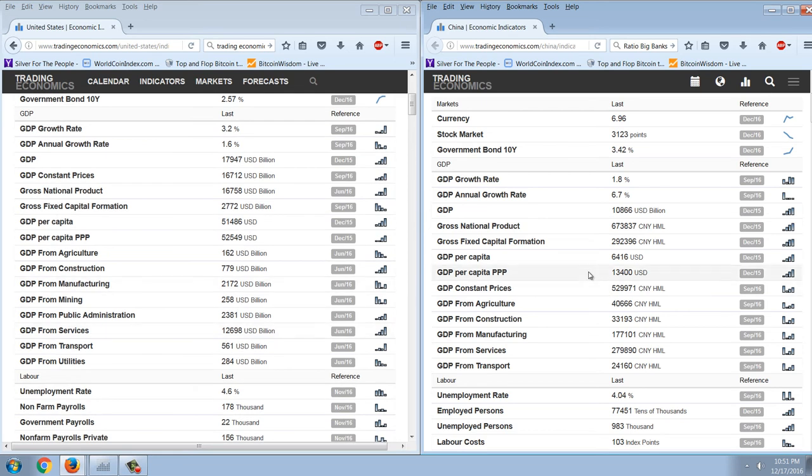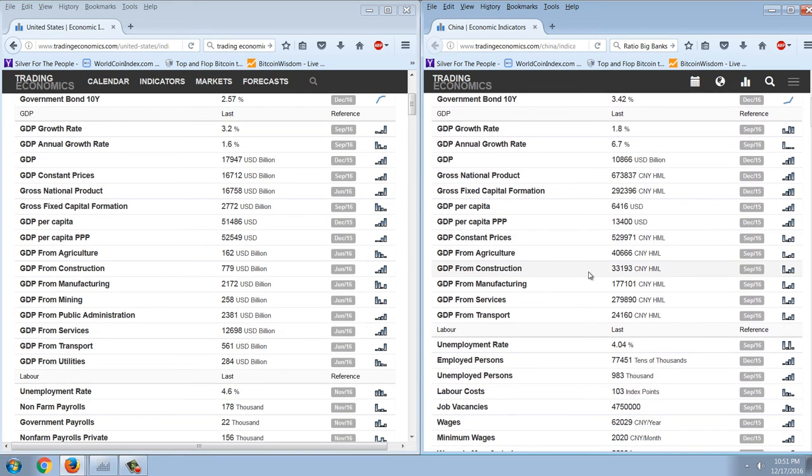But let's get down to the GDP breakdown, because this is a really important one, and this is one of the first ones where we get that missing data. So you can see for the U.S., we have GDP per capita, per capita PPP. We have GDP from agriculture, from construction, from manufacturing. In the U.S., we have GDP from mining, but we don't have it in China. We have GDP from public administration. We don't have that in China. We have GDP from services, and we have that in both, and transport. But utilities, we don't have GDP from utilities in China.